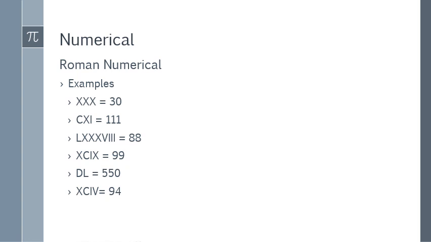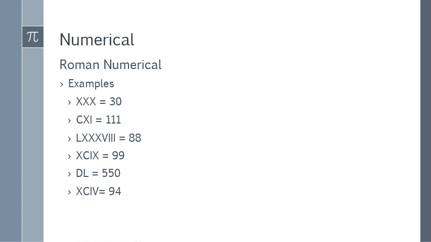The next value is XCIX. Here, as the first X is before a larger value, that is C, which is 100, and X is 10, so 100 minus 10 will be equal to 90. The next value is I, and again the I is before the larger value of 10, so it will be deducted from the 10, making 9. So 90 plus 9 is equal to 99.